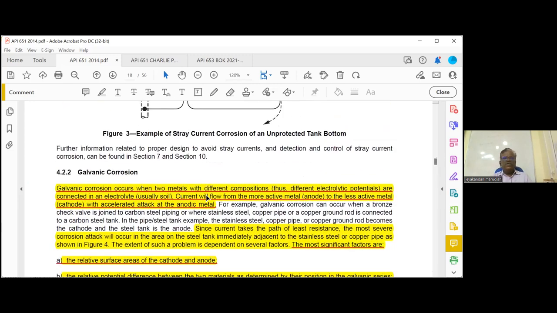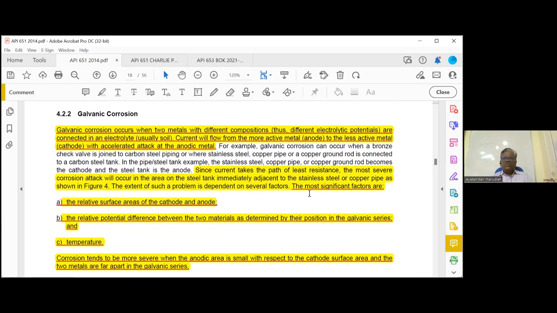The next page, galvanic corrosion. Highlight this one, 4.2.2, first 3 lines. Galvanic corrosion occurs when two metals with different compositions are connected in an electrolyte, usually soil. Current will flow from the more active metal, the anode, to the less active metal, the cathode, with the corrosive attack on the anodic metal. That is called galvanic corrosion. So highlight the last one.